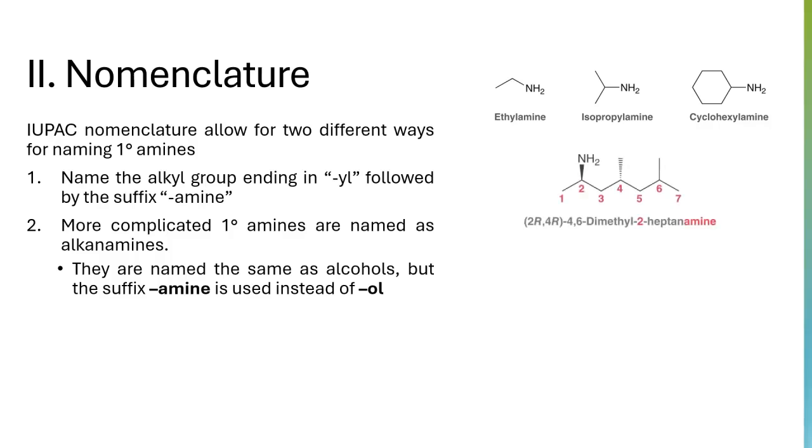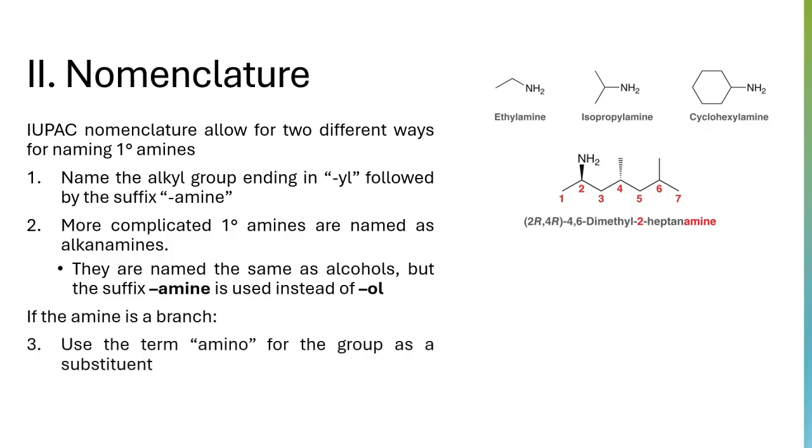For example, (2R,4R)-4,6-dimethyl-2-heptanamine. If the amine is a branch, we use the term amino to name it as a substituent: 4-aminobutanol, para-aminobenzoic acid.